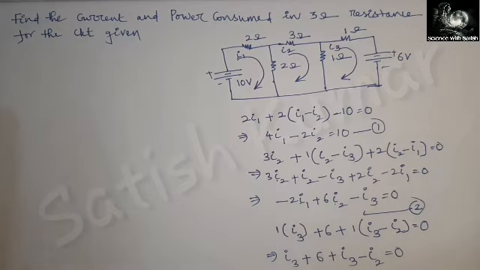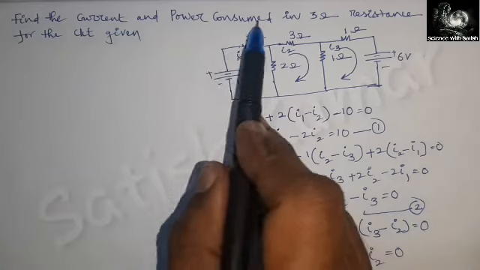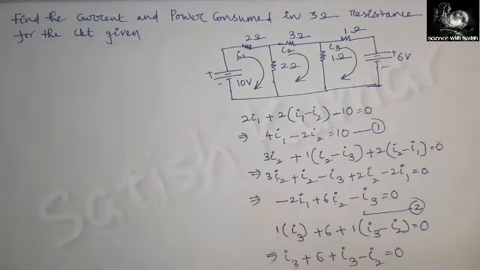So, what I have to find is the current and power consumed in the 3 ohm resistance for the circuit given. We have to see how much current flows in this 3 ohm resistor and how much power is consumed there. The current through the 3 ohm resistance is I2, so I have to solve for I2.